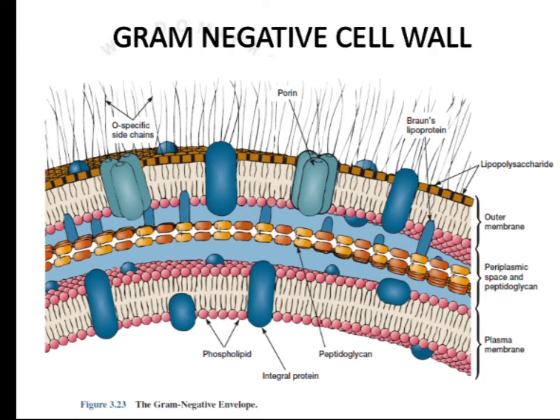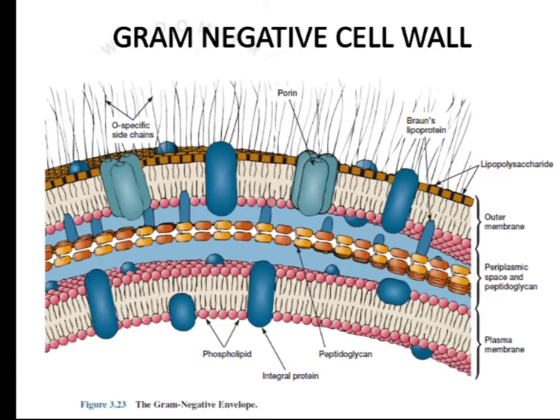Now coming to the outer membrane, it consists of a lipopolysaccharide membrane. This is the outer membrane, and the outermost layer is the lipopolysaccharide layer. In the outer lipopolysaccharide layer, there is a special protein known as porin protein, which is arranged in a manner to form a protein channel or porin channel, and there are some O-specific side chains in the lipopolysaccharide membrane, and some Braun's proteins, which bond between the periplasmic peptidoglycan layer and the outermost layer.